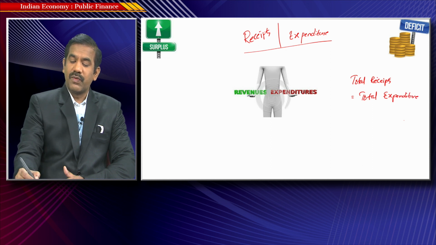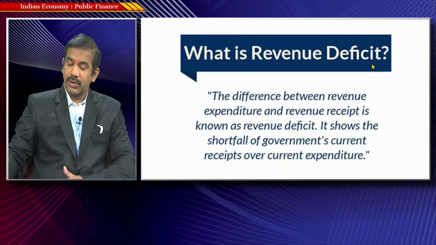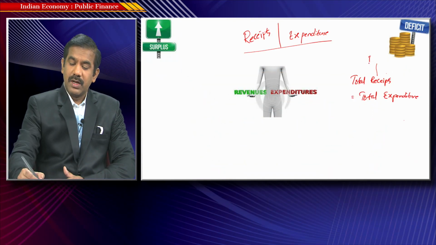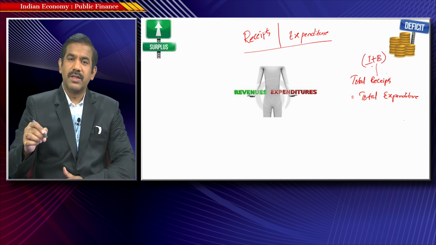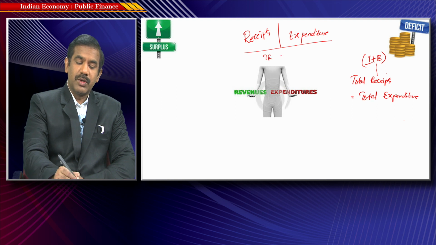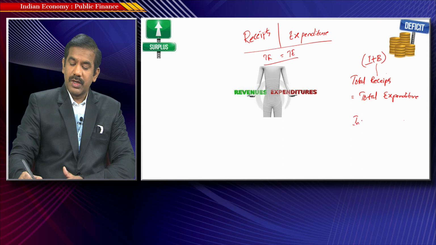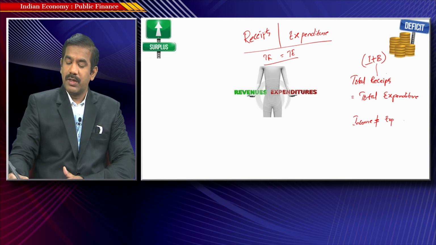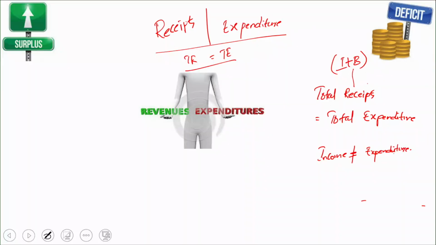But I guess you remember the fact that receipts include both income and borrowings. So that being the reason, the total receipts in a budget would always be equal to total expenditure. It doesn't mean that the income of the government of India is always equal to expenditure. Not necessarily, because income plus borrowings together make the total receipts, and that would be equal to the total expenditure.